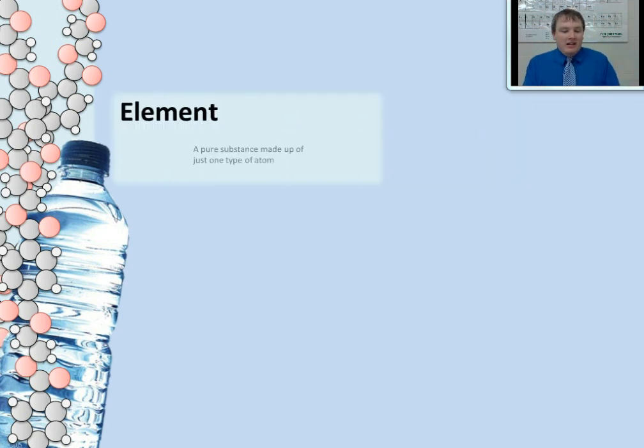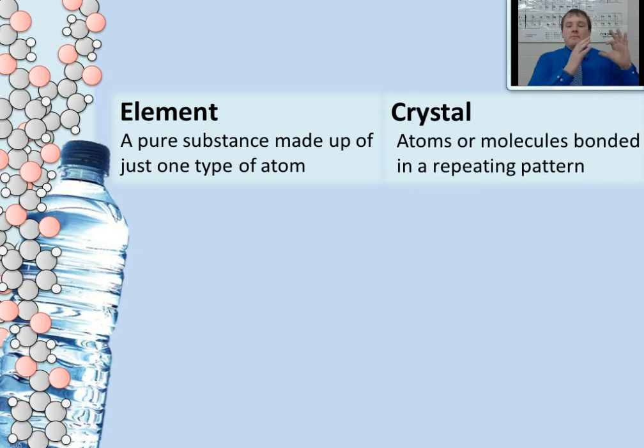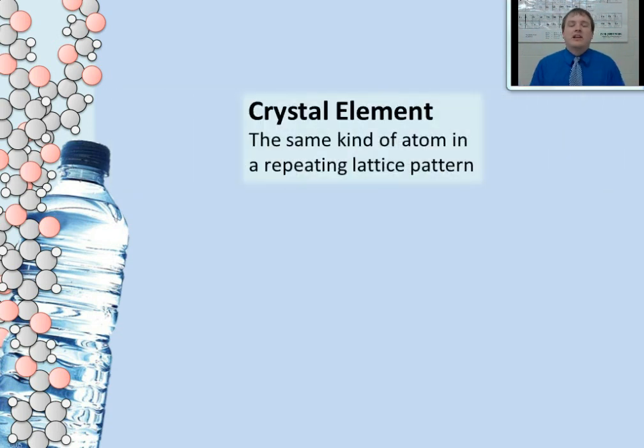Now remember, an element, like I just said, is one type of atom. A crystal is a substance made up of a repeating pattern of either atoms or molecules. And if I combine these two terms together to make a crystal element, we find that it's got to be the same kind of atom bonded together in a repeating lattice pattern. But we've seen this before in the previous two lessons. Here are some examples of crystal elements.